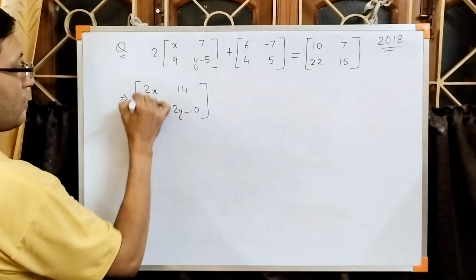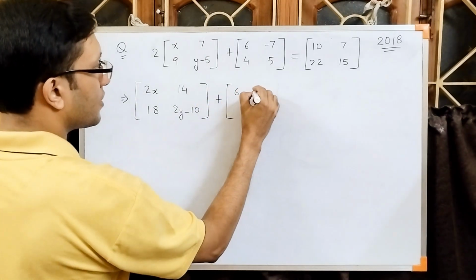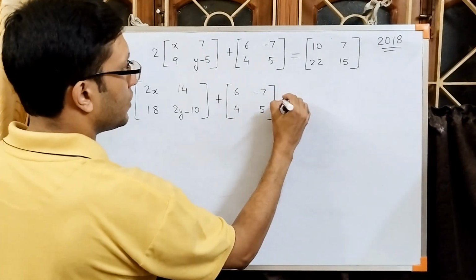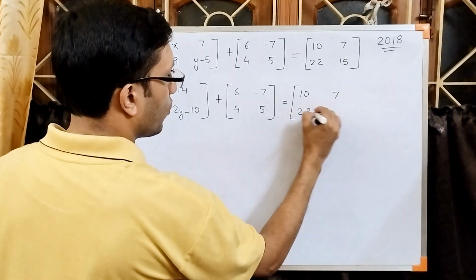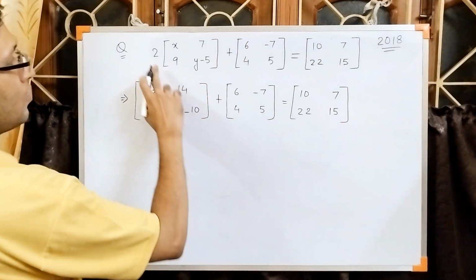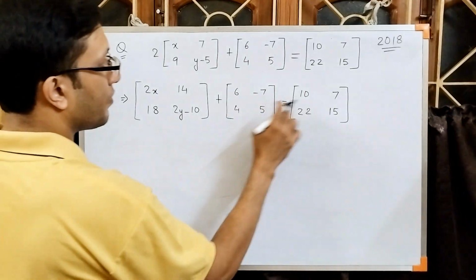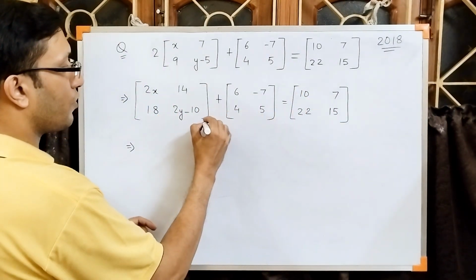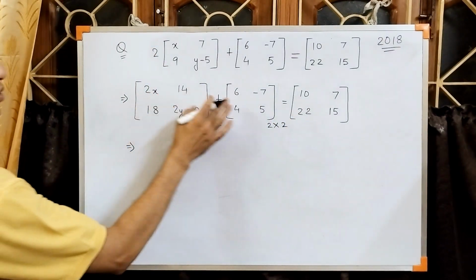So these are the 4 elements of the first matrix, plus here we get 6 minus 7, 4, 5, is equal to 10, 7, 22, 15. So 2x, 14, 18, 2y minus 10, plus 6, 4, minus 7, 5. Okay. Now, see, both these matrices are of the order 2 cross 2. So we can add both of them according to their respective positions.